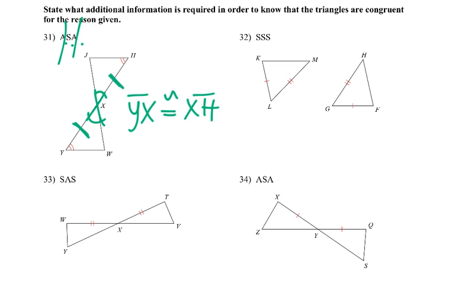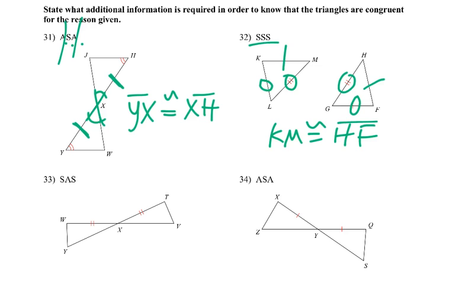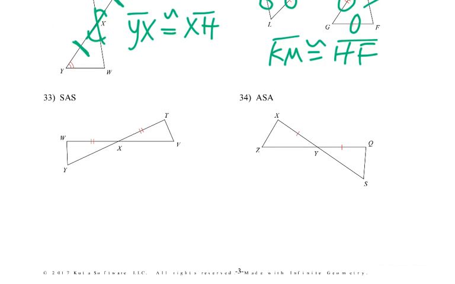For 32, three sides, I've got two of them. It's got to be the third side, so KM has to be congruent to HF in order for that one to work. Okay, for 33, side, angle, side, I've got a side and then vertical angles. So I've got the side and my angle's touching that side, so the other side's got to touch the angle. So it's got to be that YX, and it's got to be that XV.